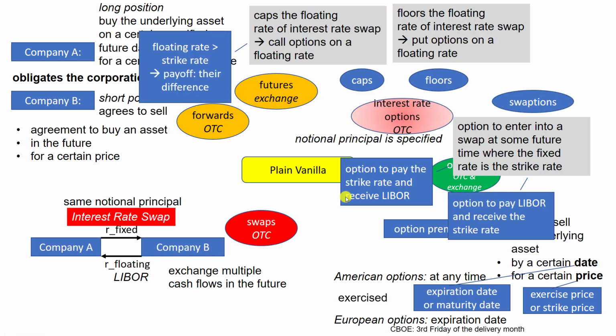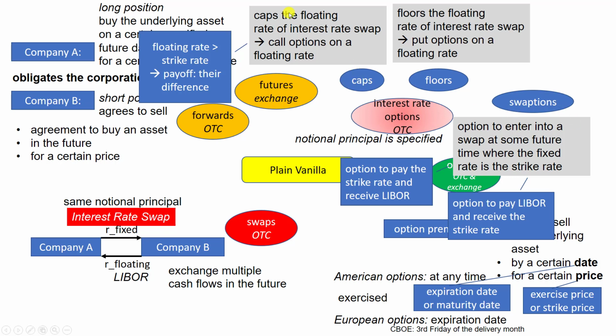Yeah, and we have one last thing, because we have interest rate options on the OTC market. Because if we can have a swap agreement, and if we can have options, why not combine them? So we can have caps, floors, and swaptions.